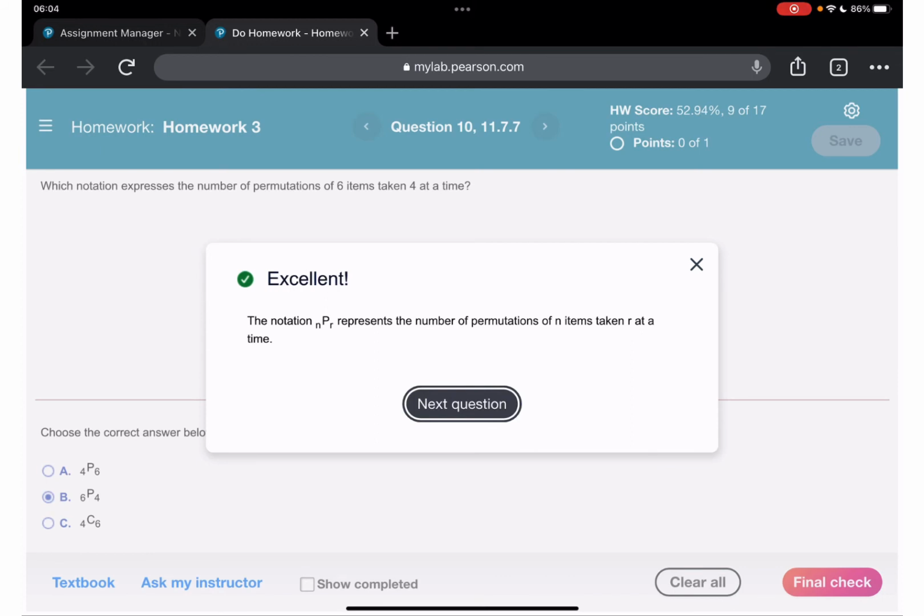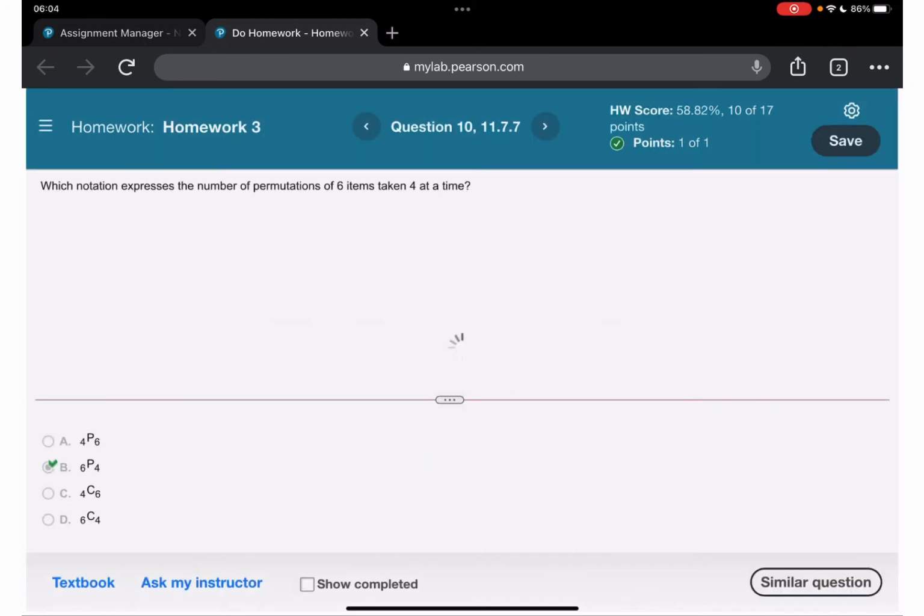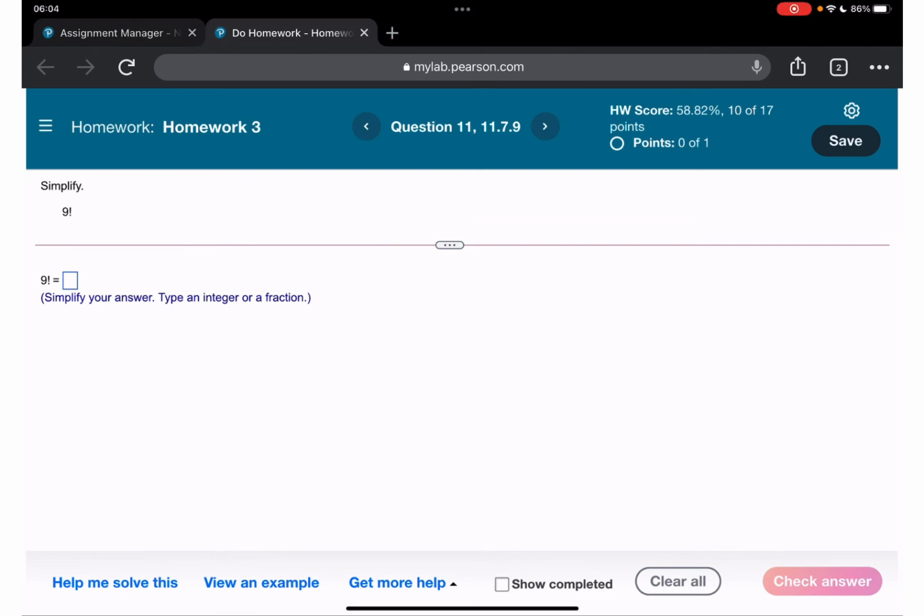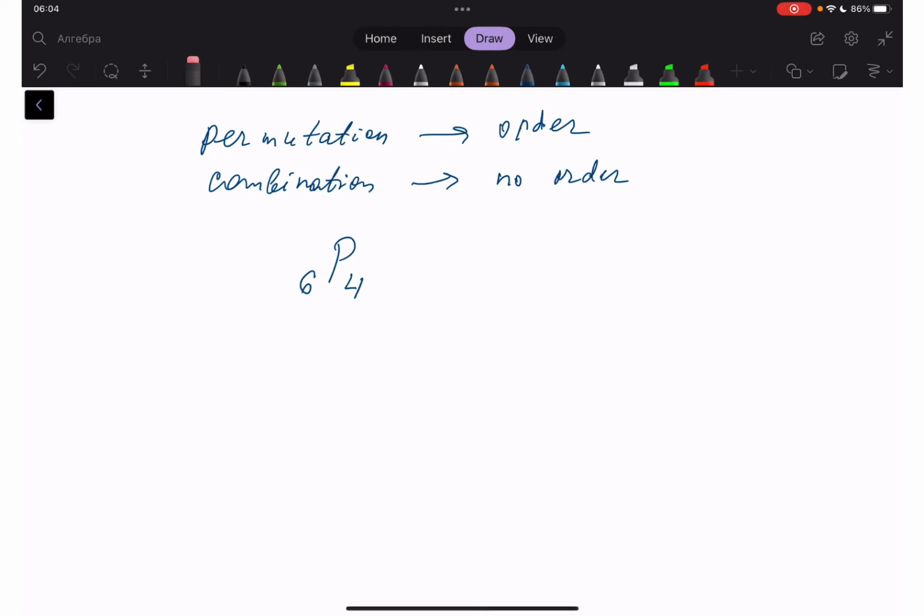Excellent. So moving to next one. Factorial. 9 factorial. Let me explain this. What does factorial mean? Let's say if I have factorial of 4, the exclamation sign means factorial. That means starting from 4 and all the way to 1, I have to multiply by each other. Now we have factorial 9. That means 9 times 8 times 7 times 6 times 5 times 4 times 3 times 2 times 1.